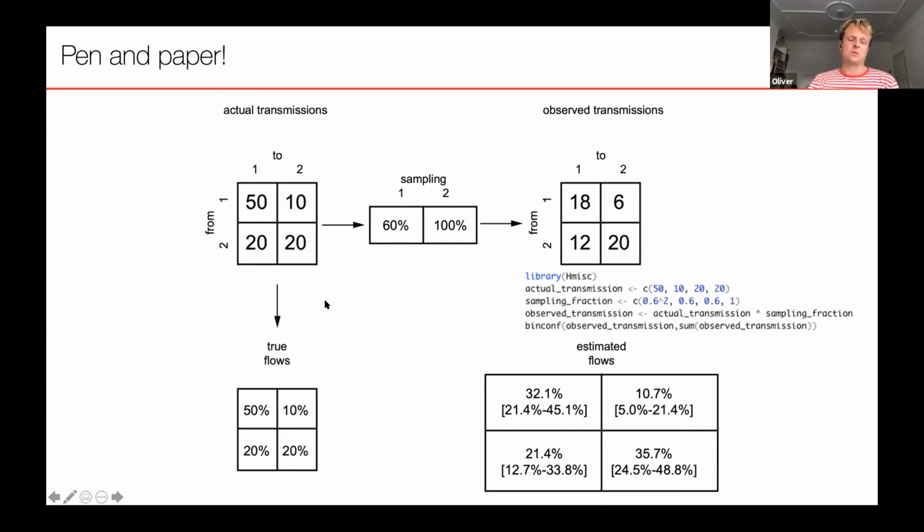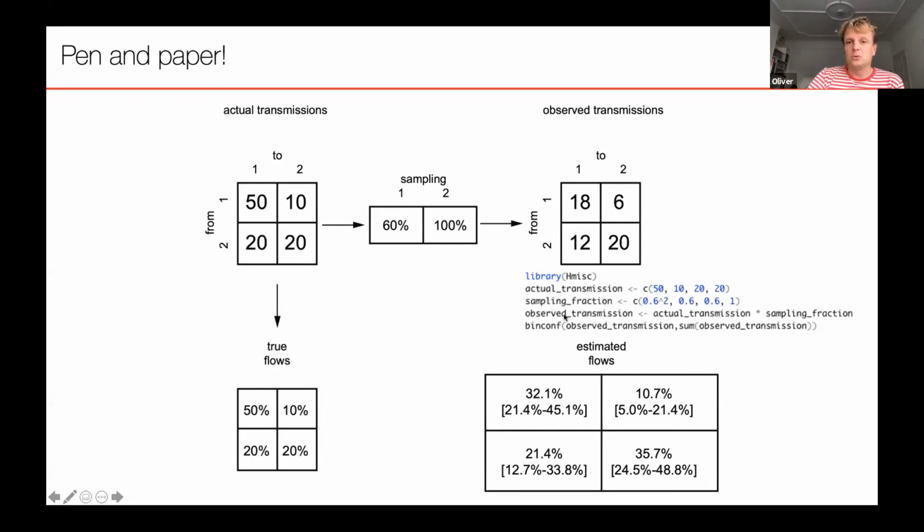Just to wrap up what Will talked us through: we start with these actual transmissions. Of course, this is hypothetical, we don't know them, and we assume a certain sampling process that is much lower in population group 1. We only sample 60% of individuals, but we're seeing everyone in population group 2, 100%. So the question is, if you apply this forward to sampling, assuming we know the truth, what would we see? Essentially 18 from 1 to 1, 6 from 1 to 2, 12 from 2 to 1, and 20 from 2 to 2.